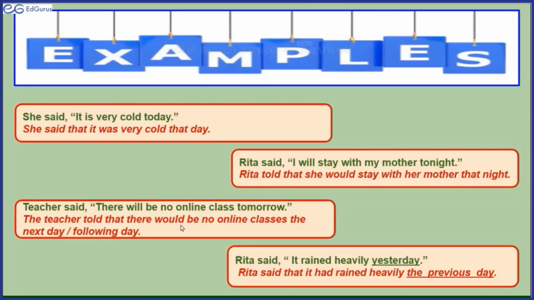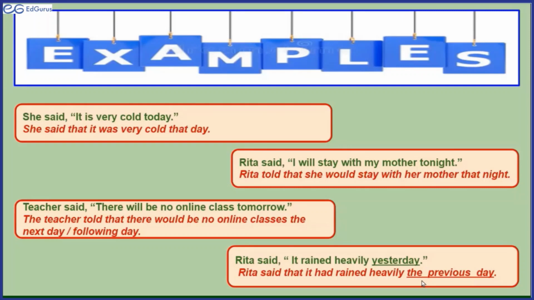Okay. Teacher said, there will be no online class tomorrow. The teacher told that there would be no online classes the next day or following day. Got it? I have written both so that you remember. Either it would be next day or it would be the following day. Rita said, it rained heavily yesterday. Rita said that it had rained heavily the previous day, or it can be it had rained heavily the last day.